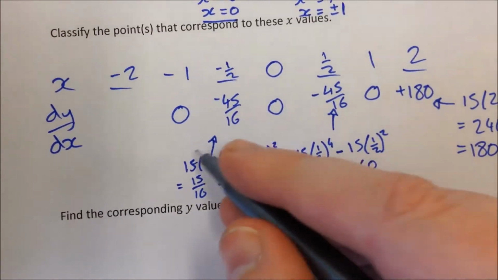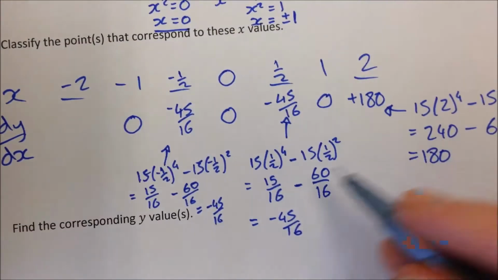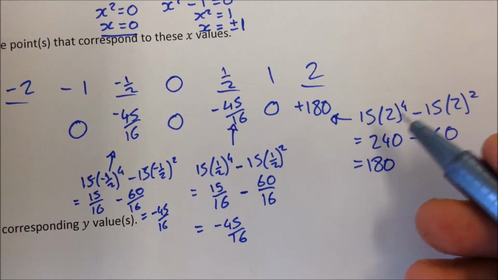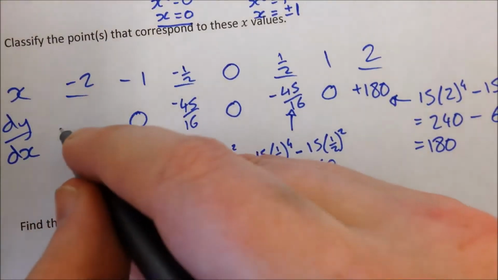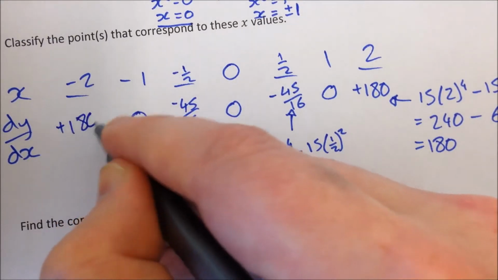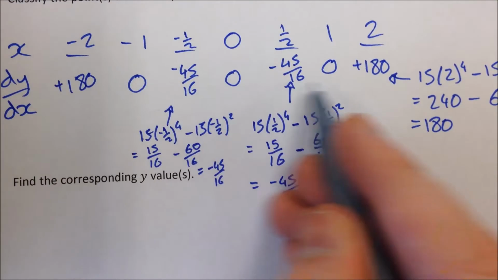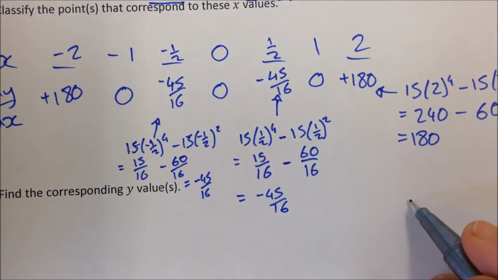Okay, and finally -2. Well, the negative values are coming out the same as the positive values because they're being squared or done to the power 4, so this is also going to be positive 180. So we have three values to look at. We've got 3 points where the gradient is 0.